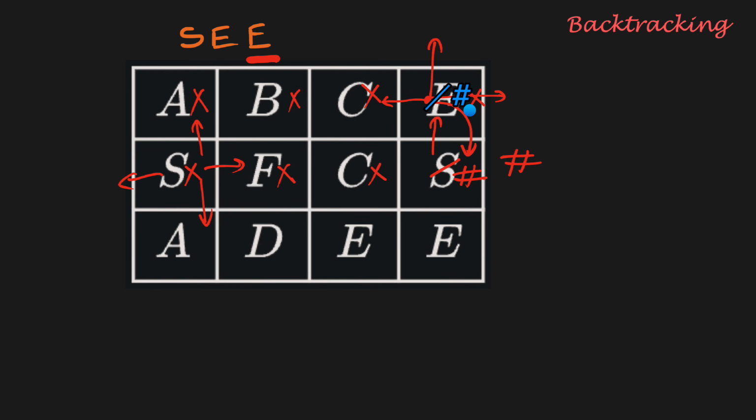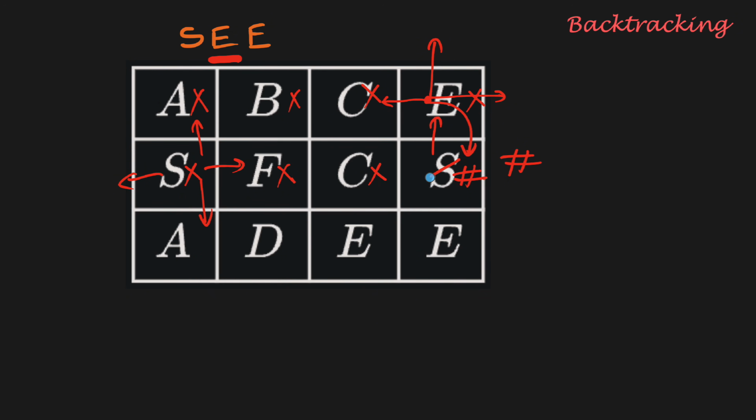Now since none of the neighbors of E at cell 0,3 provide the final E, the path has hit a dead end. At this point, we backtrack by returning false, resetting hash to its original character E and moving back to the point where we initially searched for S.